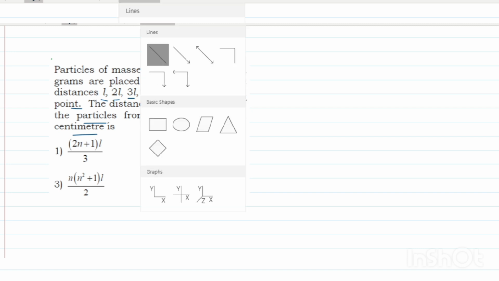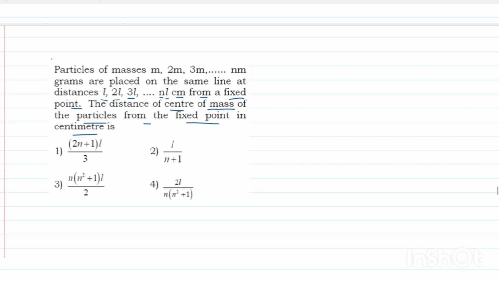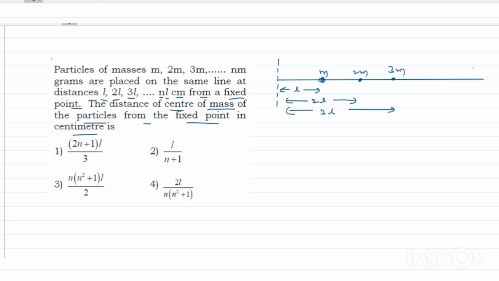So these are n number of particles located. One particle mass is given as m, and it is located at L distance, and the second mass is 2m, located at 2L distance, and the third mass is 3m, located at 3L distance from the origin. Like this, n number of particles will be present, and this is nm, and it will be located at nL distance.